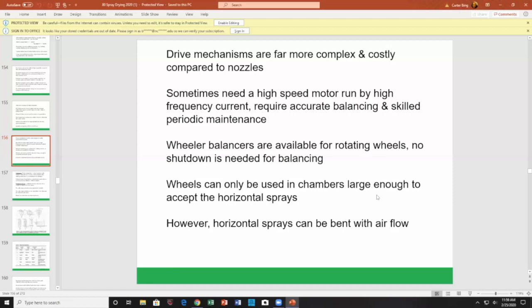Wheels can only be used in chambers large enough to accept horizontal sprays. However, the horizontal sprays can bend the airflow. So you have a sort of an assignment. I want you to put your lawn sprinkler outside, sprinkle your lawn, and get an idea of the distribution that's produced. Then view the same sprinkling when you have a high velocity wind. You can get the idea of how horizontal sprays can be bent with high airflow.